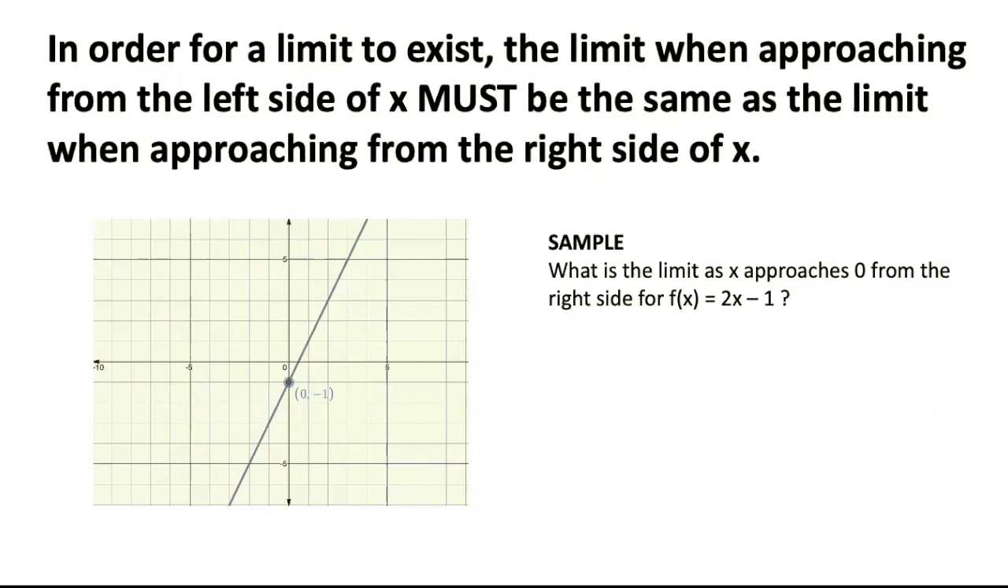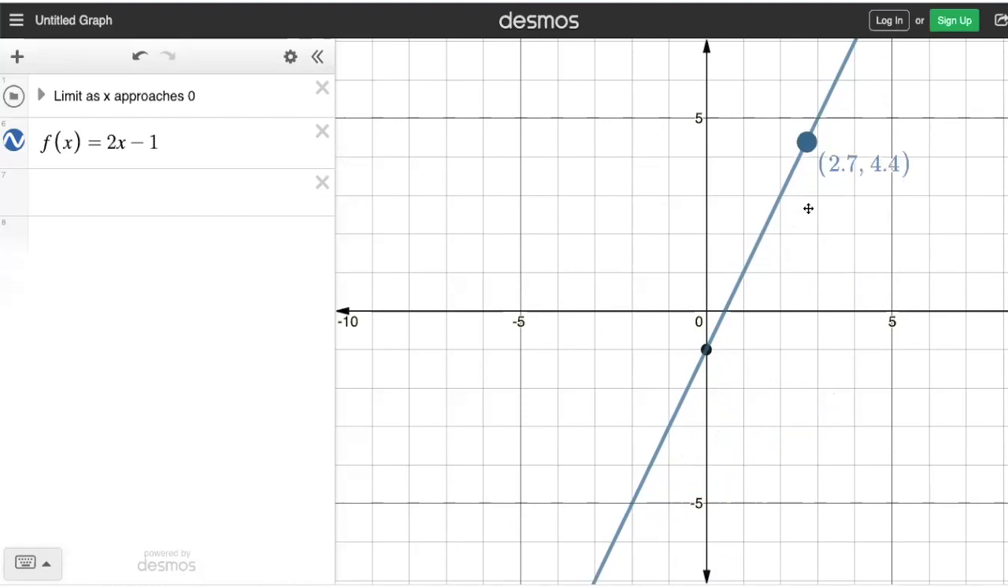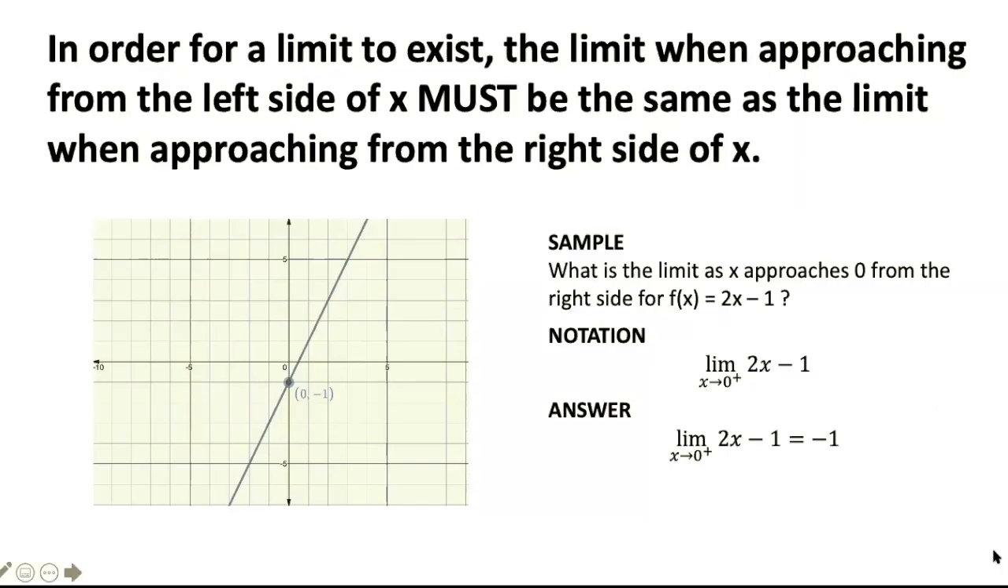Now, if we approach from the right side, our notation will change. You'll see a little plus sign after the 0. And again, these signs are put after the number to avoid confusion with just being a negative number or a positive number. I repeat this from the right side, letting x get closer and closer to 0 and watching my y-coordinates. The y-coordinates are approaching -1. And once again, the limit is equal to -1 on the right.